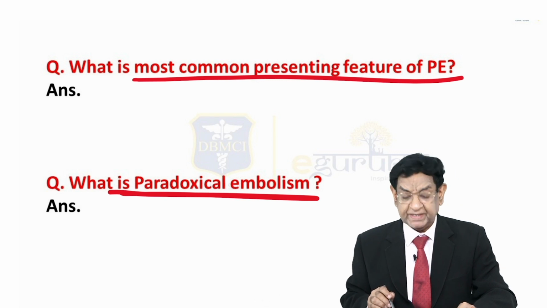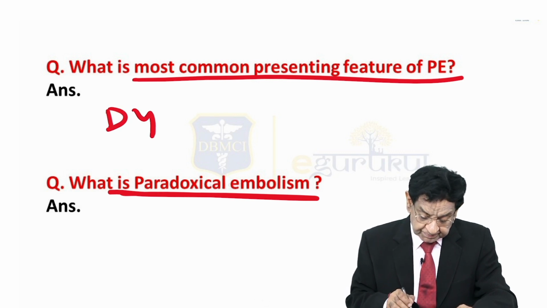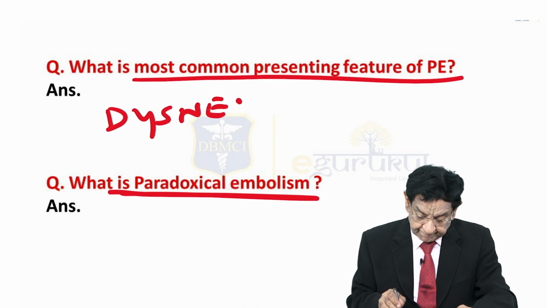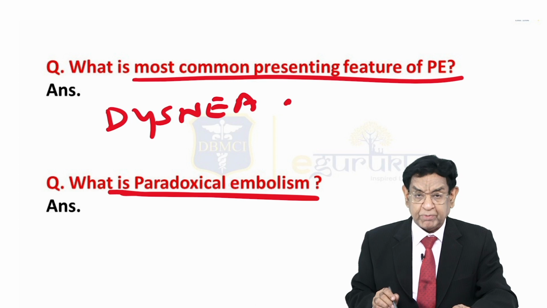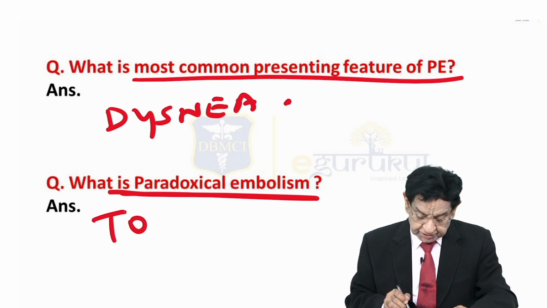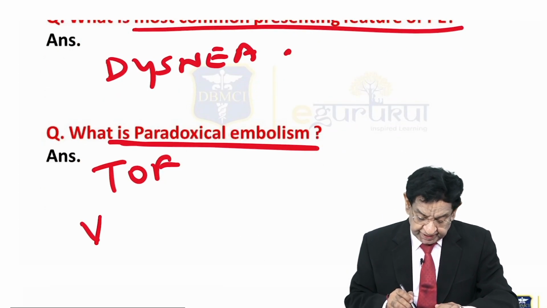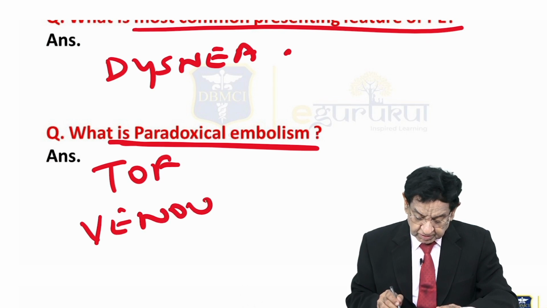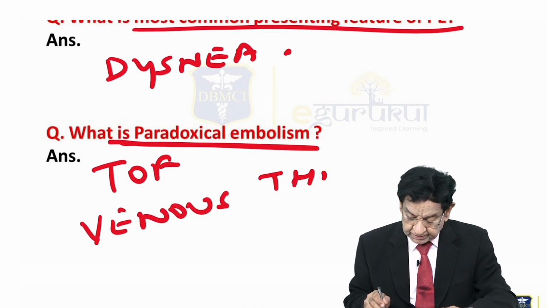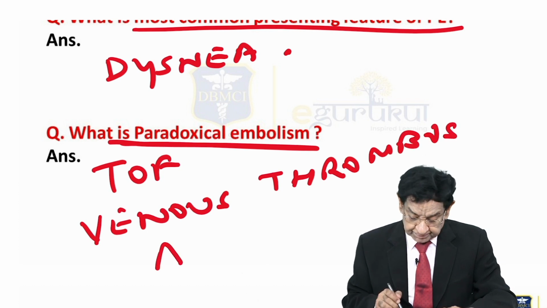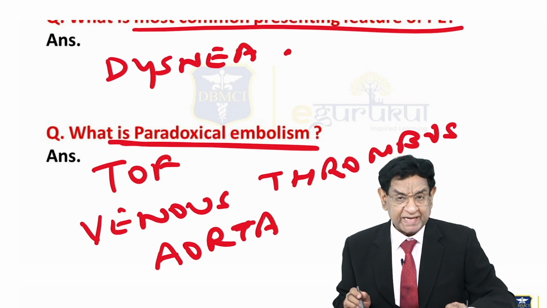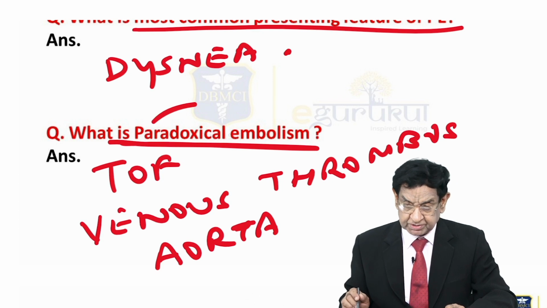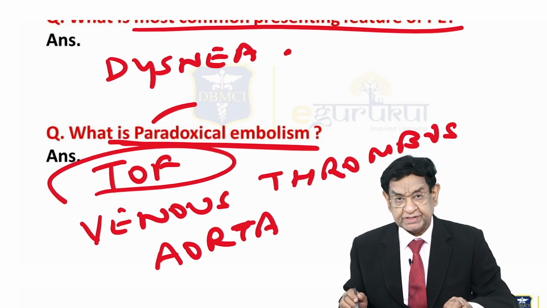The most common presenting feature is sudden onset of dyspnea. Paradoxical embolism, which we see classically in tetralogy of Fallot, is when a venous thrombus enters the aorta and can lead to systemic embolization. And this is known as paradoxical embolism that we see in tetralogy of Fallot.